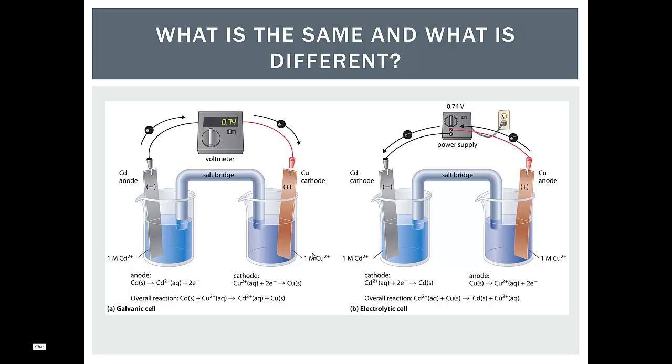The other thing that is different is you'll see that the more active metal, which in this case is the cadmium, is the one that's doing the oxidation in the spontaneous or galvanic cell. That's because it wants to lose the electrons more than the copper does. You'll see that they're switched in the electrolytic cell, which again makes sense, because in the galvanic cell it's doing what it wants to do, and in the electrolytic cell it's being forced to do what it doesn't want to do.